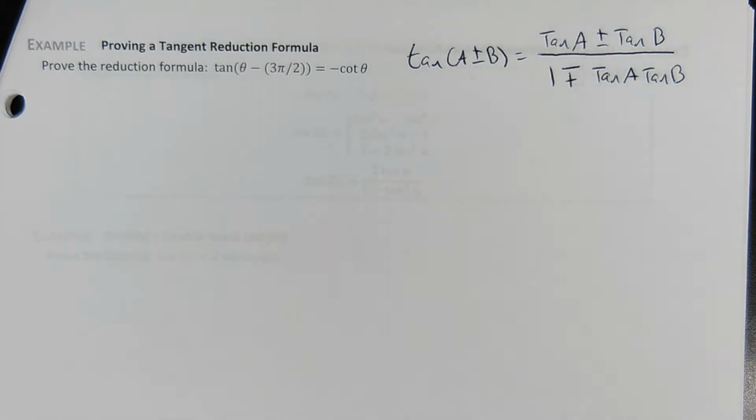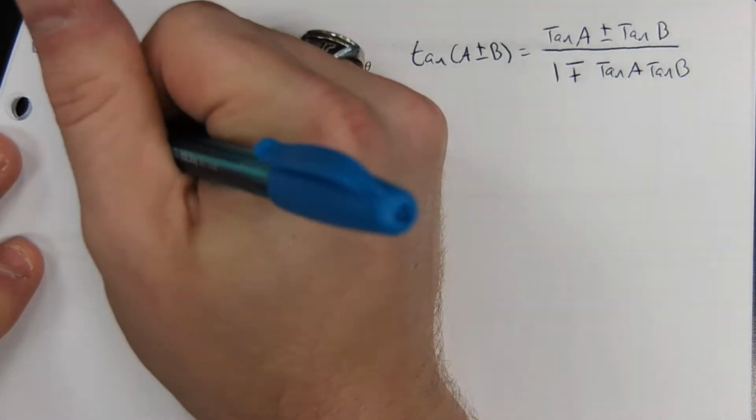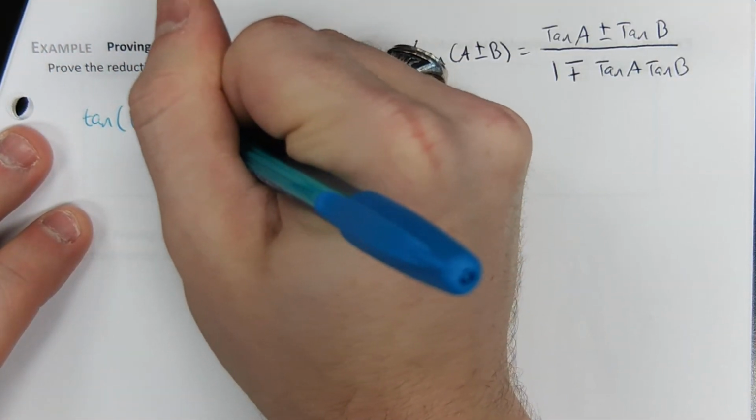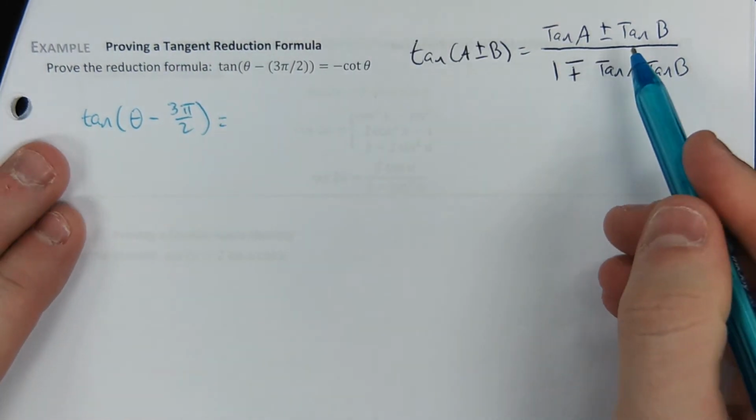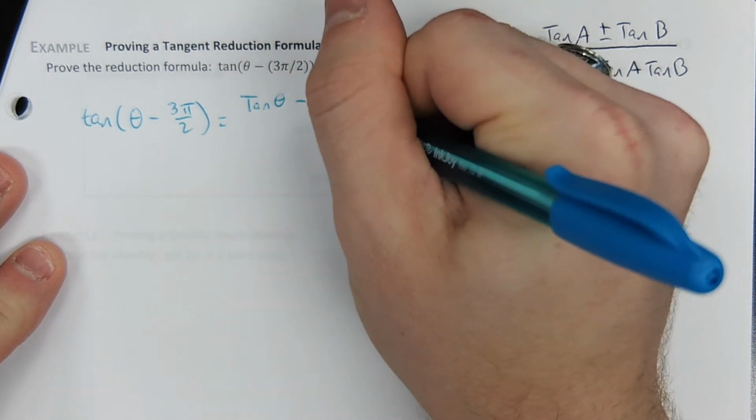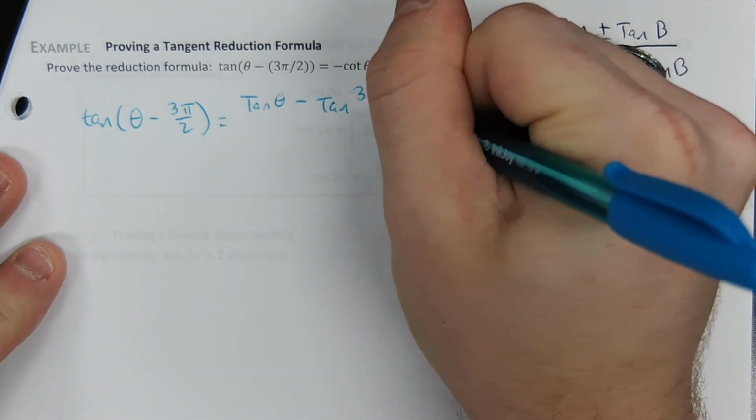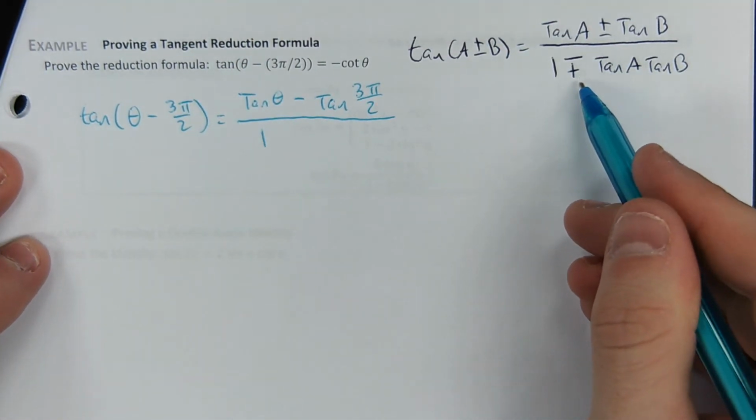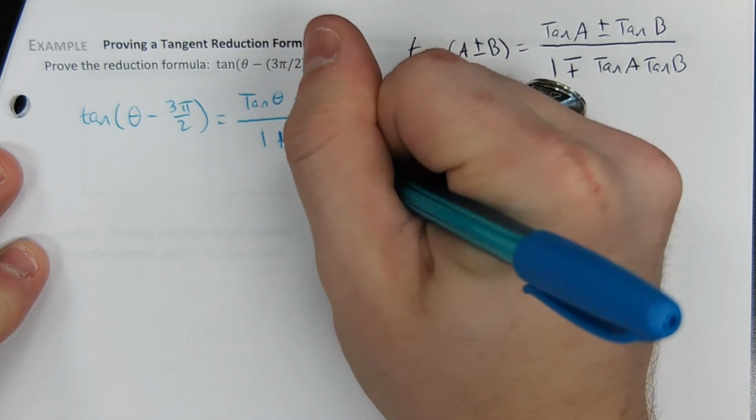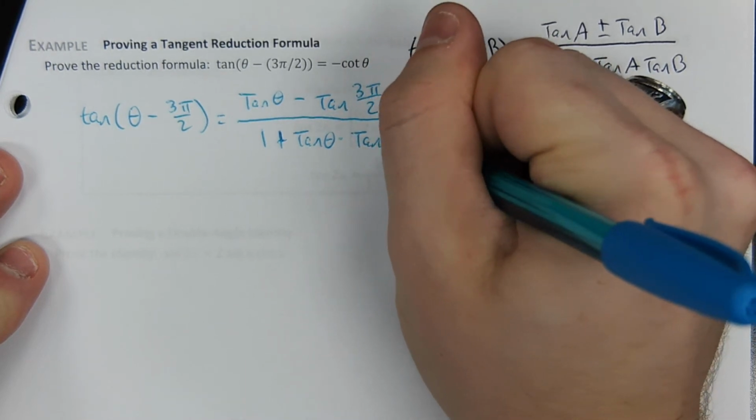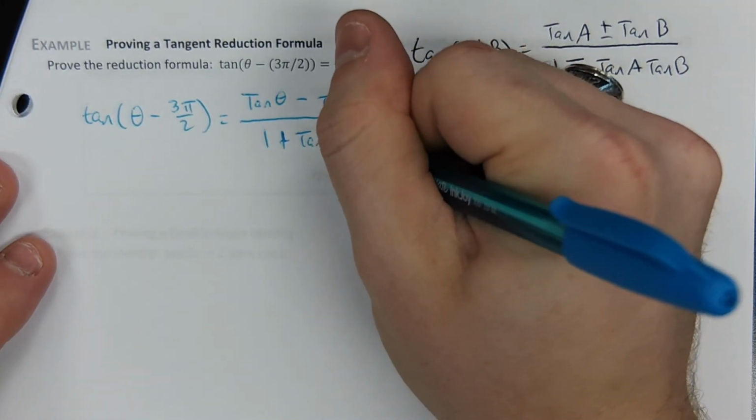Angle A is going to be theta. Angle B is going to be 3 pi over 2. And we have a minus. So what we're going to say is that tangent of theta minus 3 pi over 2 is, I'm going to have a matching symbol on top. So tangent theta minus tangent 3 pi over 2 divided by 1 on the bottom. I'm going to have a differing symbol, so I'm going to have a plus down here. Tangent theta times tangent 3 pi over 2. So we just need to evaluate tangent of 3 pi over 2 and pretty much set, right?